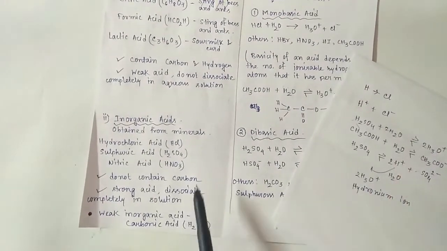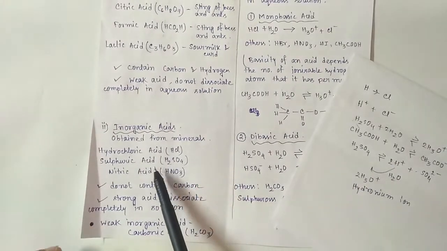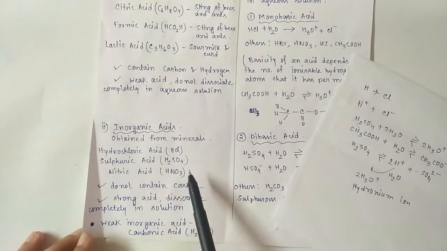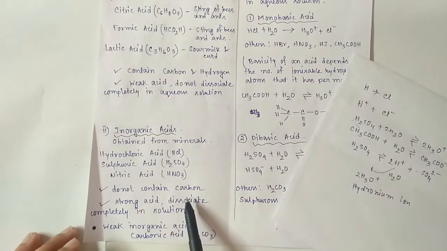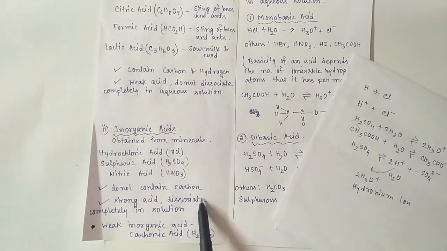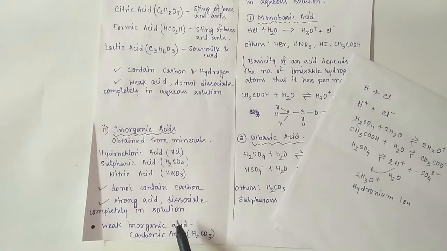Actually, inorganic acids are obtained from minerals. Some examples are hydrochloric acid, sulfuric acid, nitric acid. Actually, they do not contain carbon. That is the main feature of inorganic acids, that they do not contain carbon. They are strong acids and highly corrosive in nature. Highly corrosive means that they can cause skin burns if they touch your skin. So definitely you must take a little caution while handling these acids.